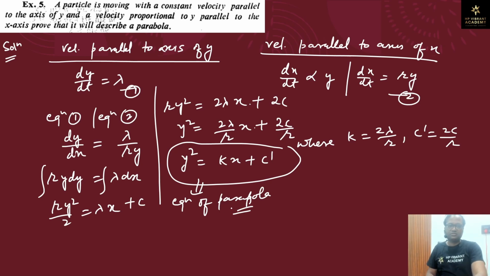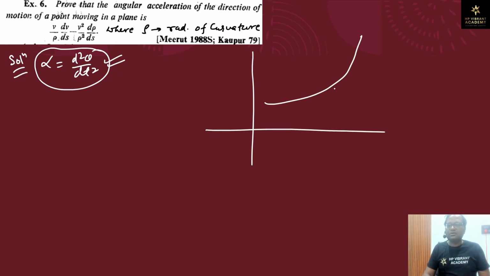So let us discuss question number 6. How can we solve this? Prove that the angular acceleration of the direction of motion of a point moving in a plane is given by this particular expression. We have the angular acceleration as d2 theta upon dt square, and rho is the radius of curvature. So let us draw this. Let us draw a tangent at a point P.